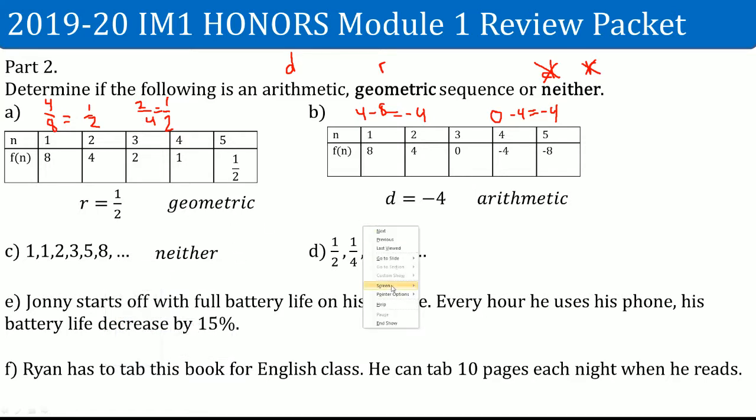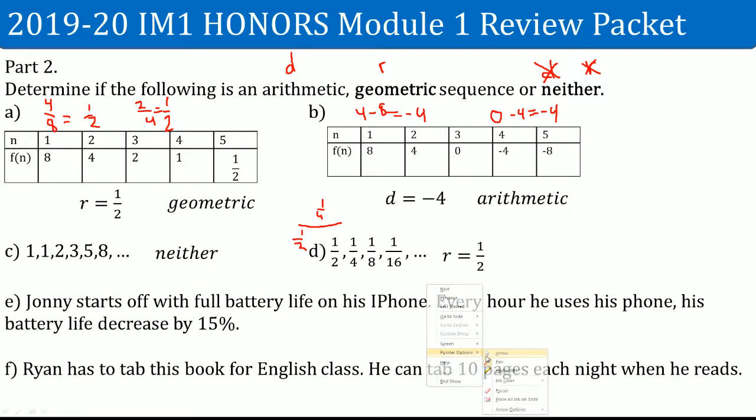Okay, so the next one, we get r equals 1/2. If you would like to see that, again, it's the same calculation as a. It would be the second term, which is 1/4 divided by 1/2. Okay, that gets you r equals 1/2. You would say that is geometric.